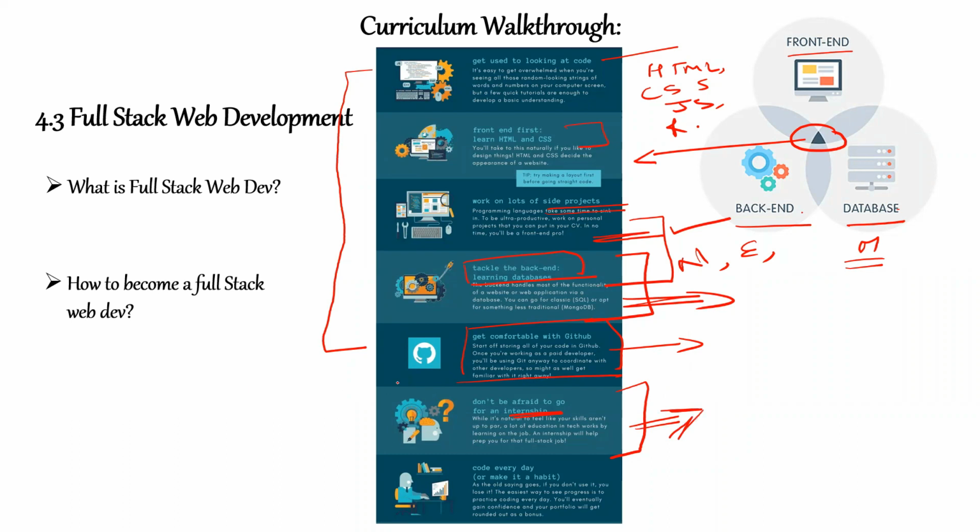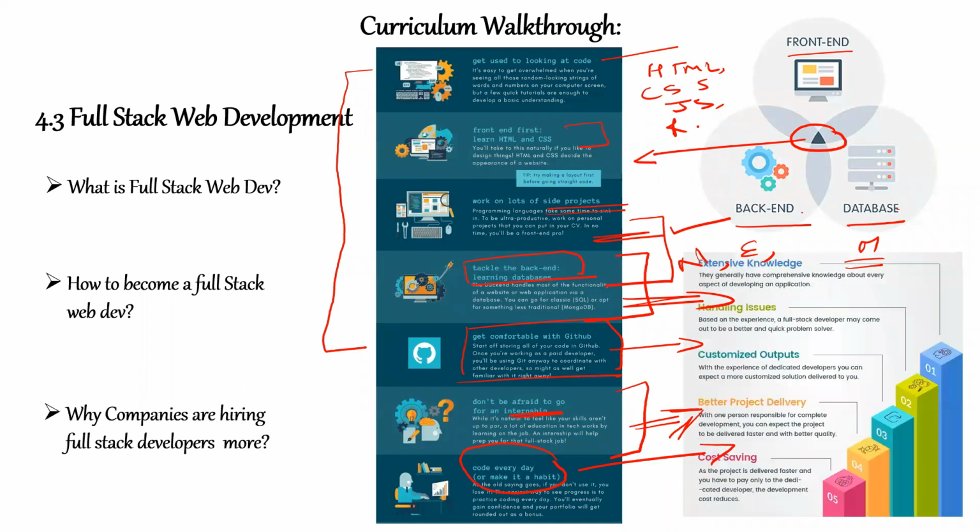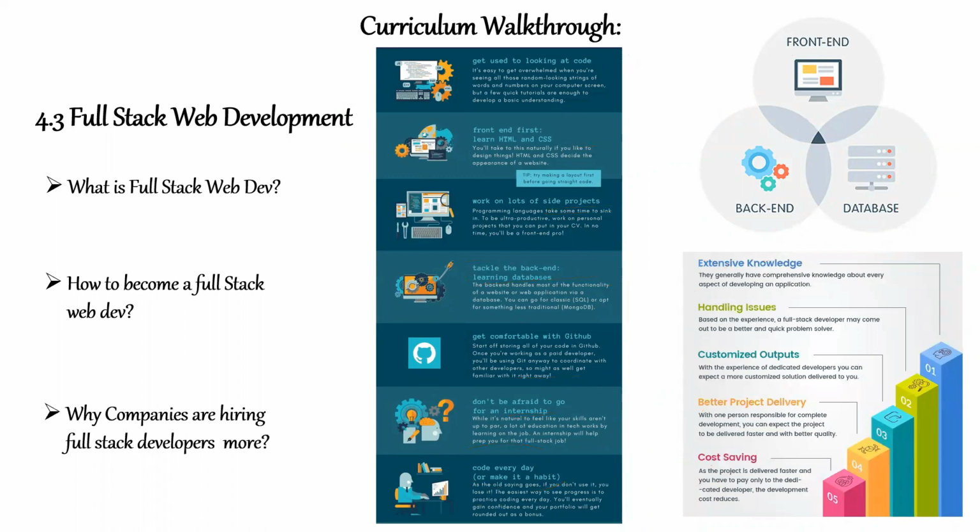And last, a very important part: make it a habit. You have to code every day. Coding every day can only help. If you're coding twice a week or thrice a week and the rest of the days you're not able to code, I'm telling you that would not help you become a good full stack web developer, because every day things are changing. Every day technology is getting enhanced. Code every day. The last part: why are companies hiring full stack web developers more?